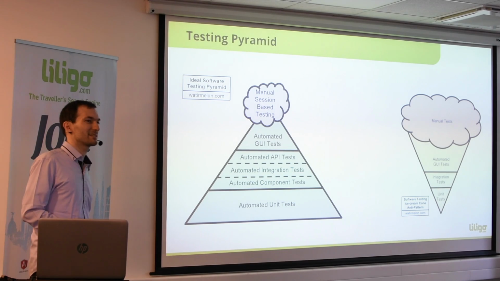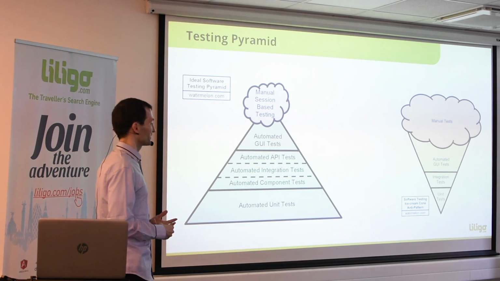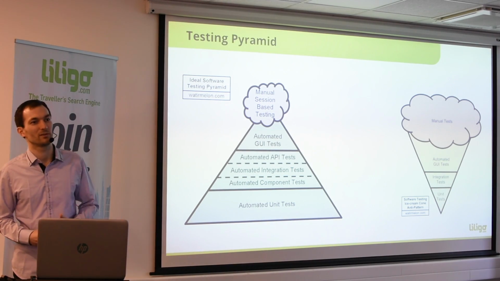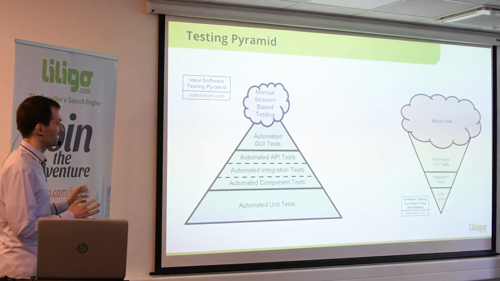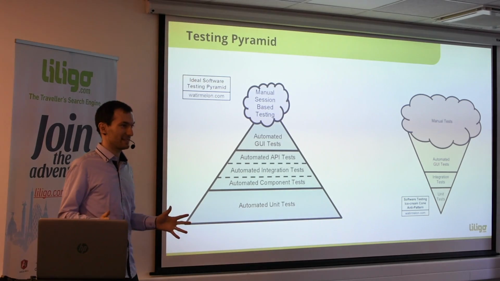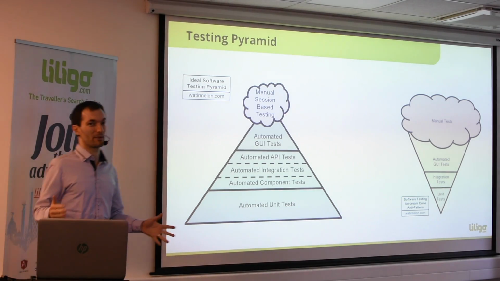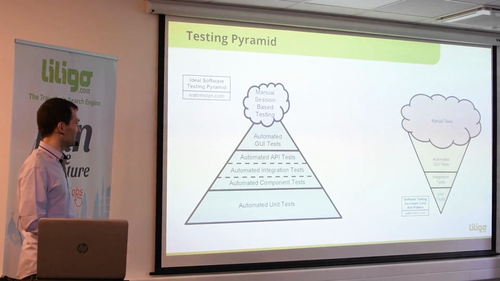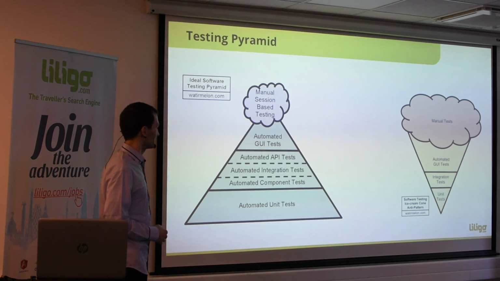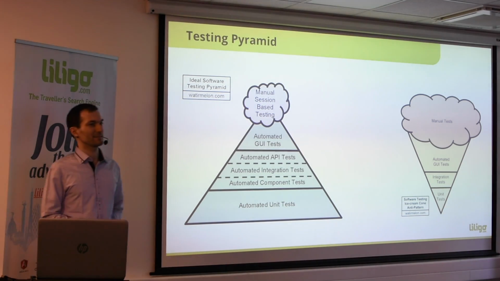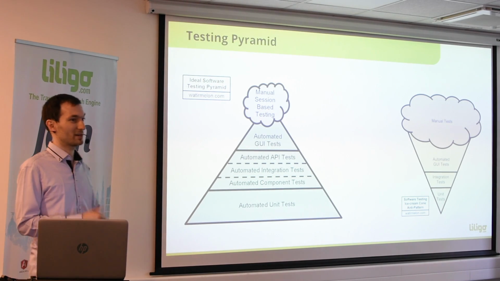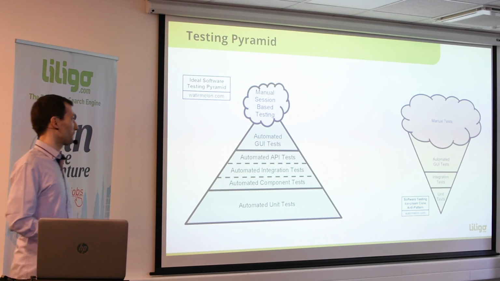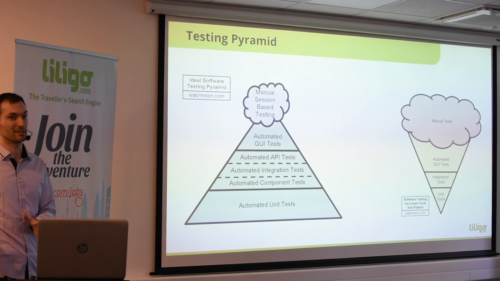You've probably seen this pyramid before. It's from the 2014 Google Test Automation Conference, and it visualizes the proper ratios of the types of tests that you should write for your application. The basis of this pyramid is unit tests. A unit test tests a single unit, function or class of your application in isolation.